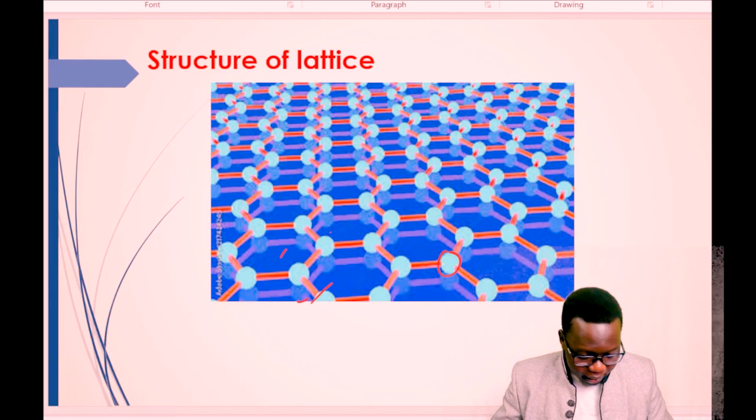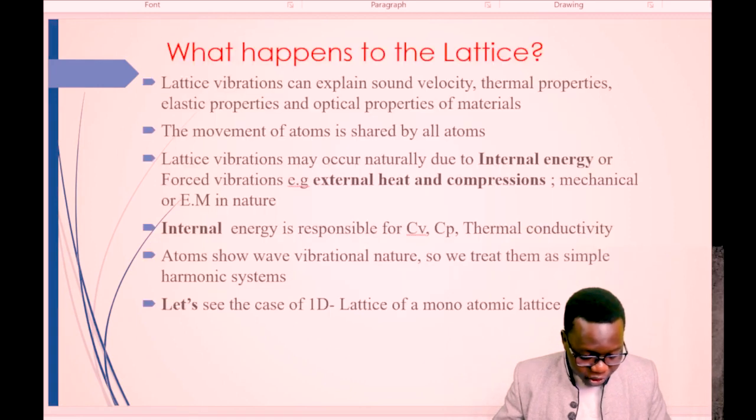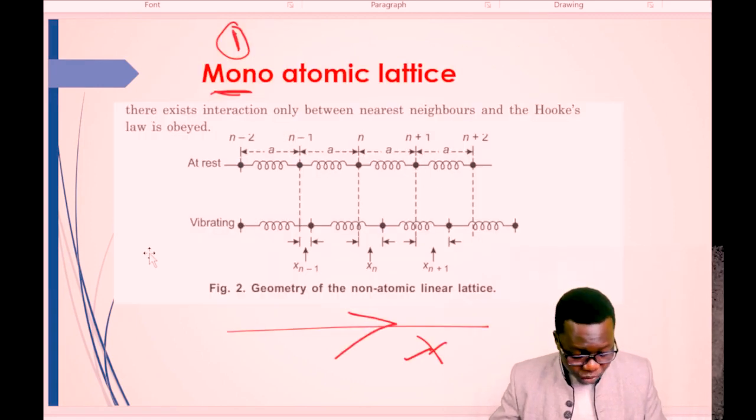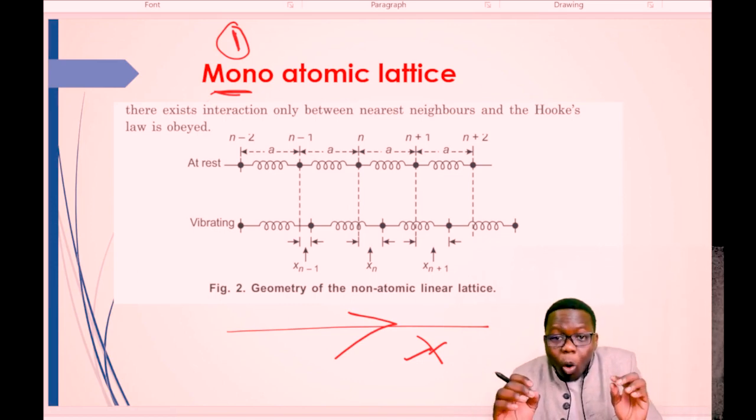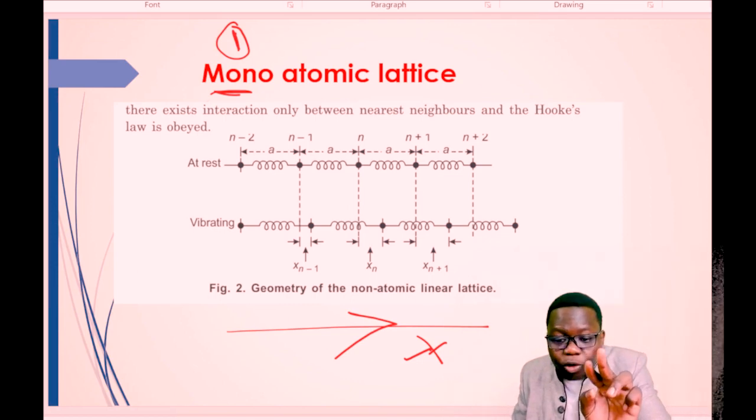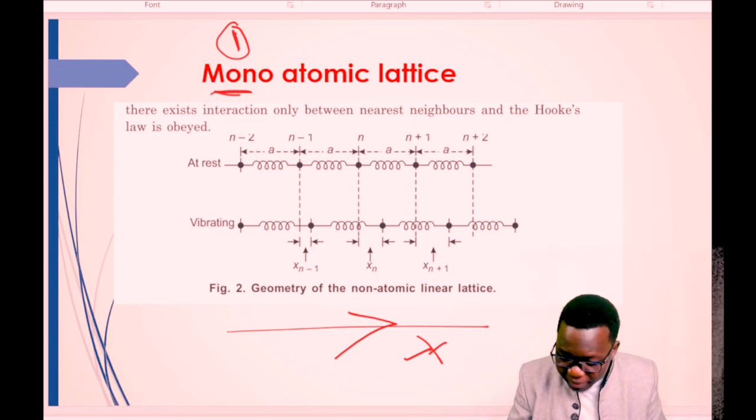So let's continue and see what best we can do about it. If that is what happens, we are going to say that there exists interaction between only two nearest atoms. So what does that mean actually?